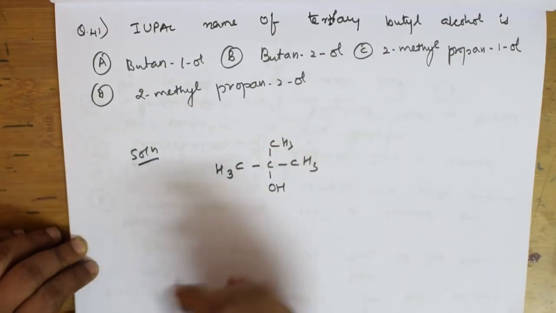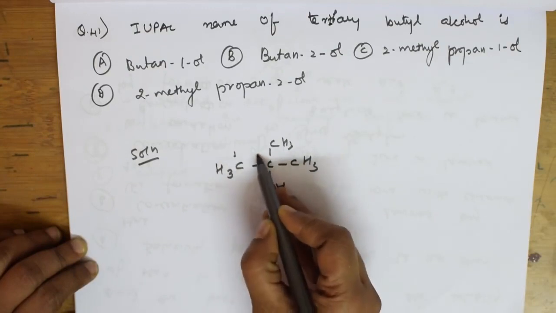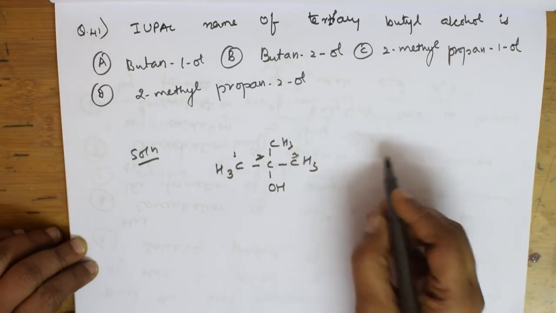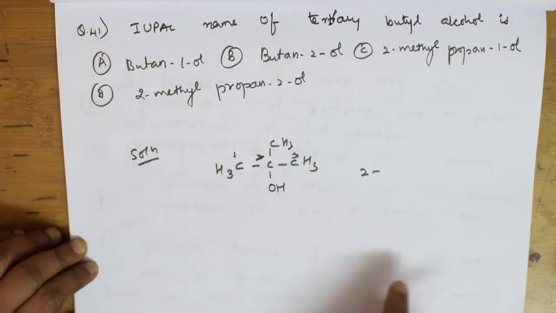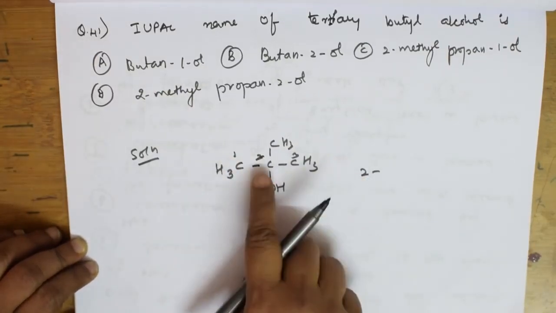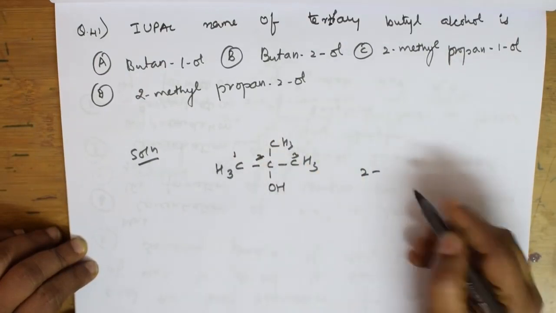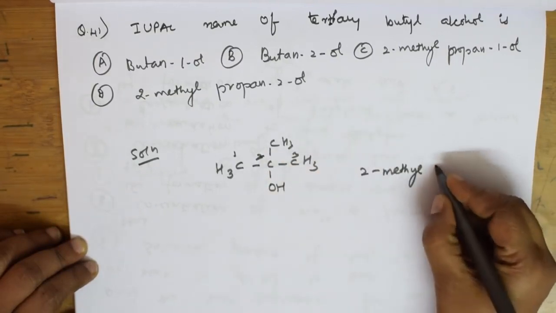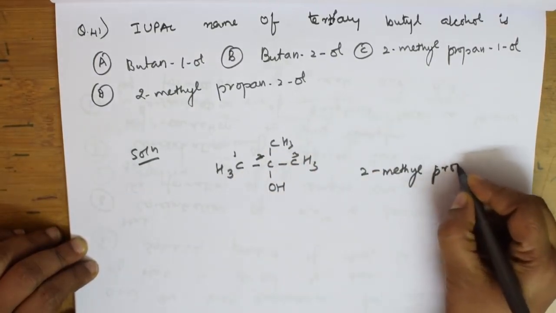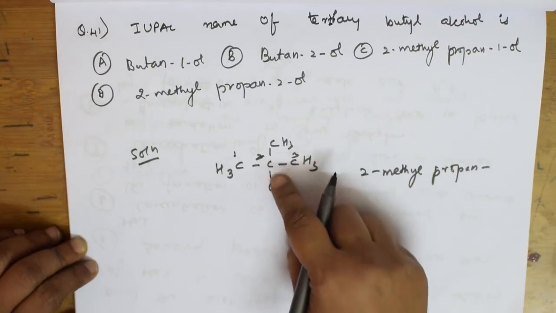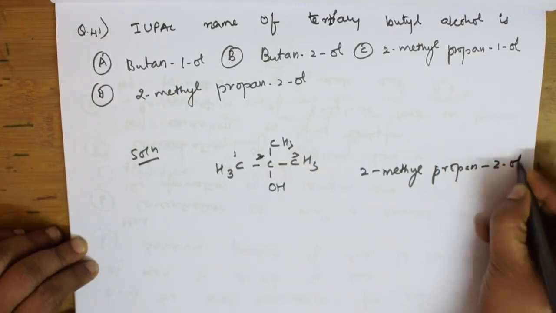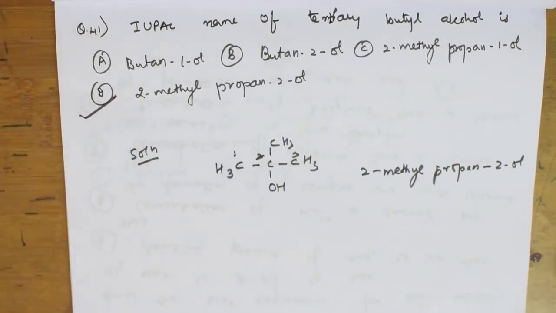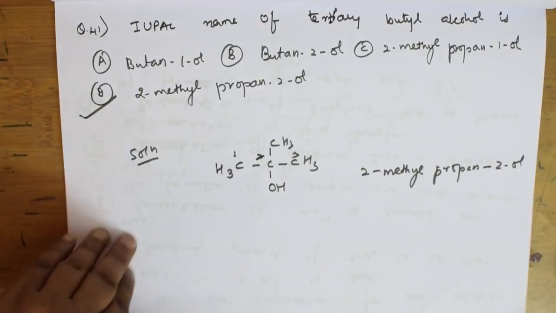Now name it. Start numbering it. 1, 2. Correct? Yes. So second carbon. This is the third carbon. Now name. According to IUPAC name, it should be in numbers, isn't it? So in the second carbon, you have a methyl group. 2 methyl, 3 carbon atoms, so propan. In the second position, you have ol. 2-ol. 2 methyl propan 2 ol. Option D is the correct one. Correct? Yes. Let us do the next question.